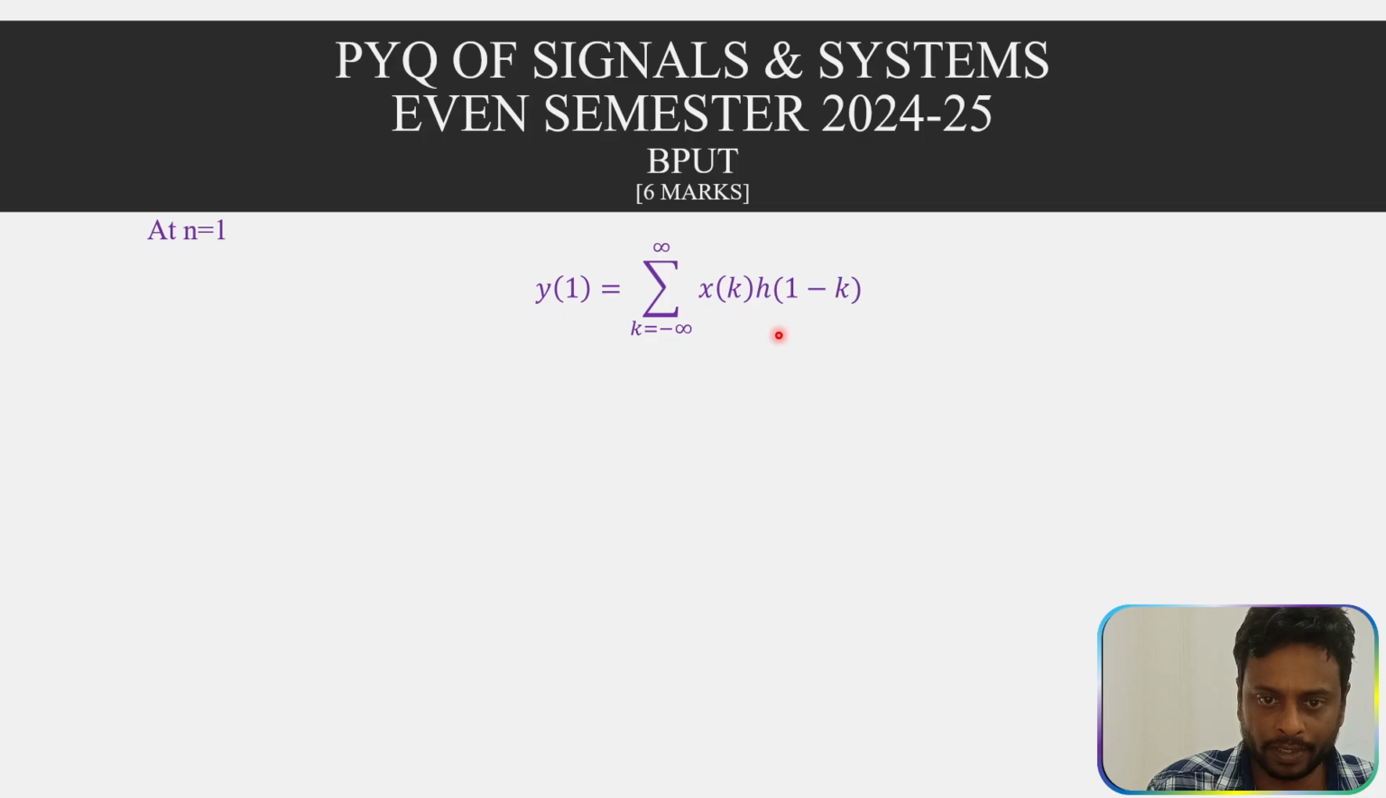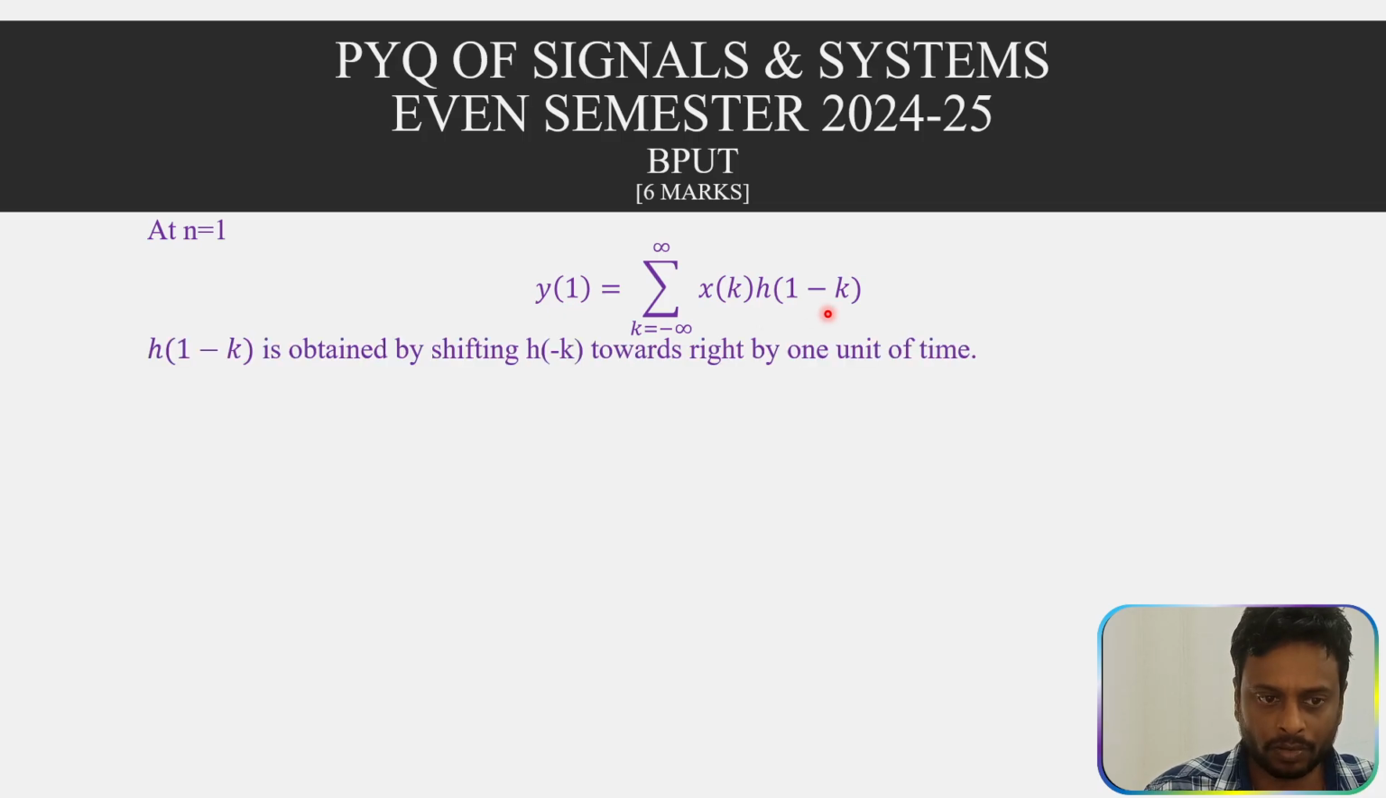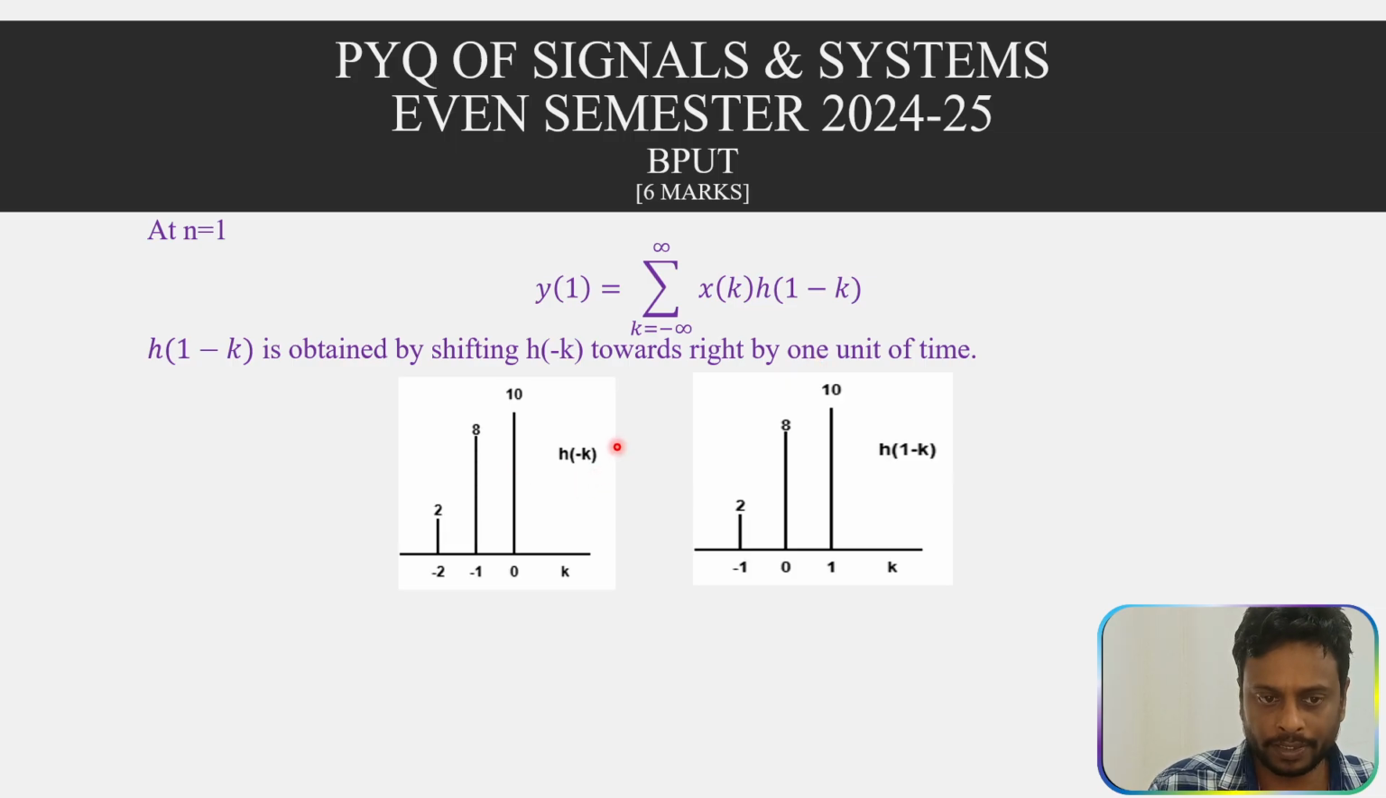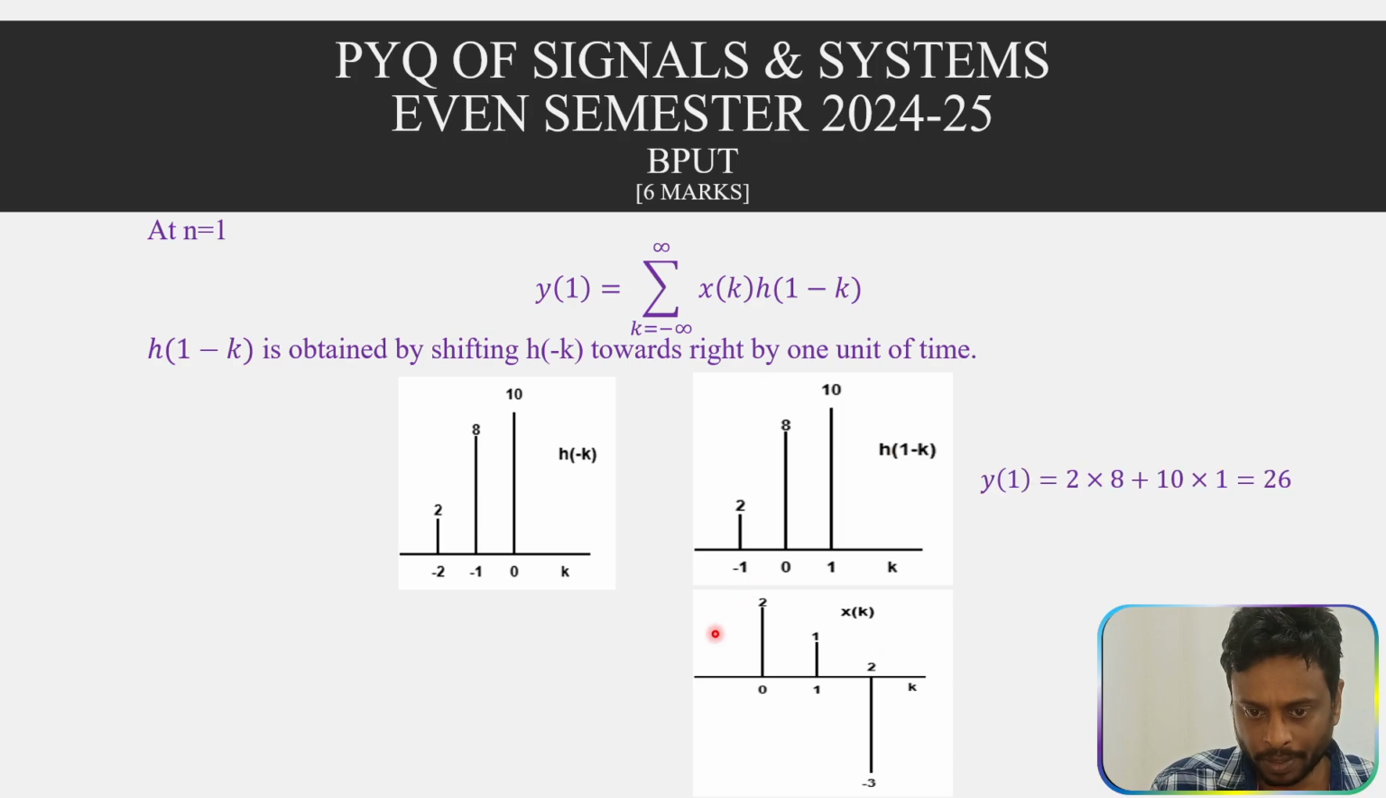Okay. Similarly, y of 1 we can find out. So it is x of k into h of 1 minus k. So now h of 1 minus k is obtained by shifting h of minus k towards the right by 1 unit in time. So this is our h of minus k, that will be shifted towards the right. Means it will be minus 1, 0 and 1. Okay. Then it will be multiplied with x of k. Okay. So that is our x of k. Let us multiply this. Okay. So this is the common, let us see how many common points are there. So at 0, the value is 8, here at 0 it is 2. So 2 into 8. Similarly, at 1 it is 10, at 1 it is 1. So 10 into 1, it will be 26.